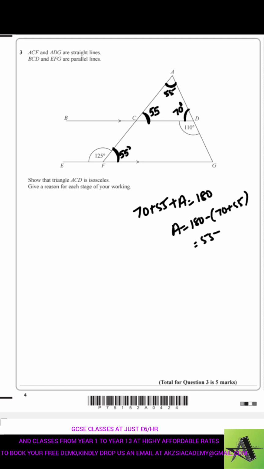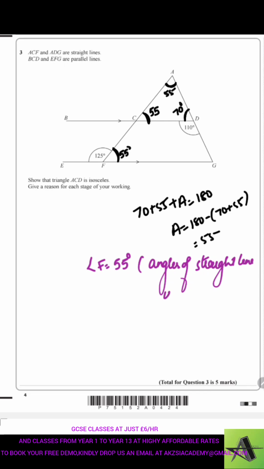So what we have calculated: angle F is equal to 55 degrees because angles on a straight line are 180 degrees. The second one is we have calculated angle C because corresponding angles are equal.